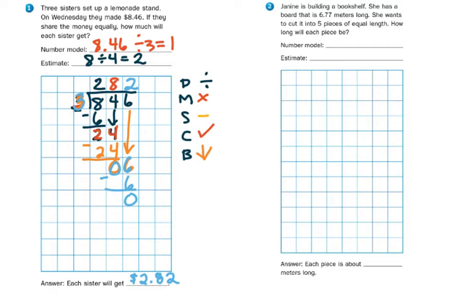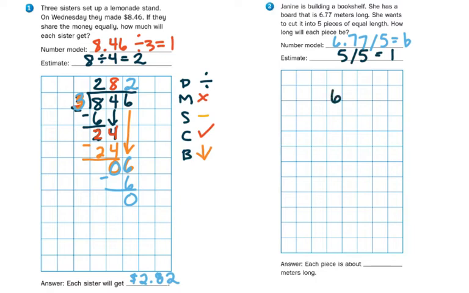Number 2, Janine is building a bookshelf. She has a board that is 6.77 meters long. She wants to cut it into 5 pieces of equal length. How long will each piece be? So I'm going to take 6.77 and divide into 5 equal parts to get B for bookshelf. To make this really easy, I'm just going to say 6.77 is closest to 5, and 5 divided into 5 gives about a meter long for each section.